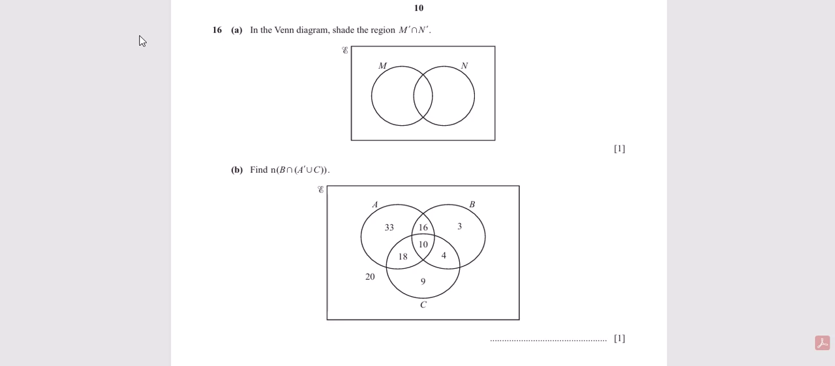Question number 16, part A. In the Venn diagram, shade the region M complement intersection N complement. We need the formula. M complement intersection N complement is equal to (M union N) complement, which means shade all areas except the M and N parts. This one is shaded, these areas except the M and N parts.